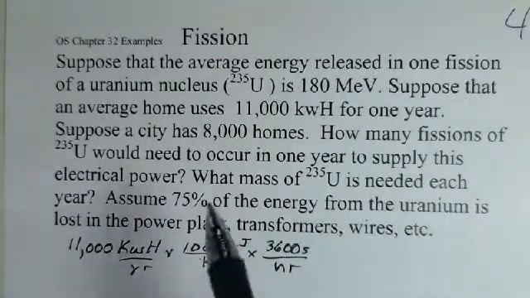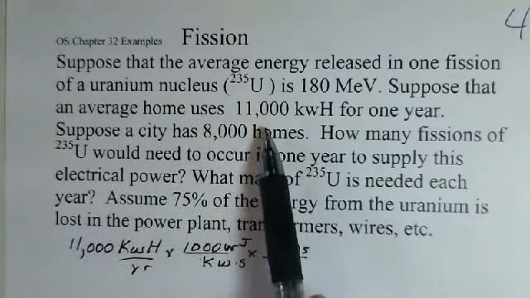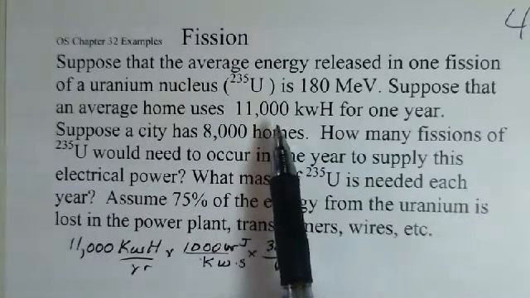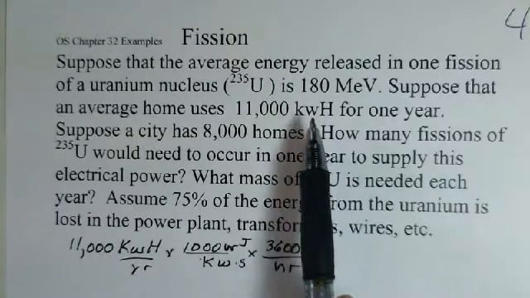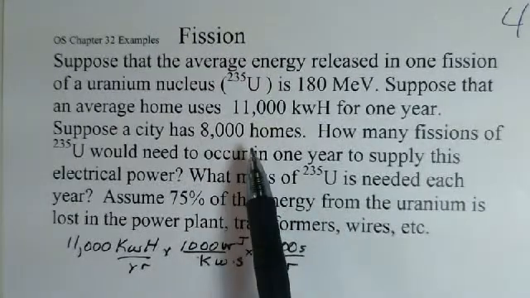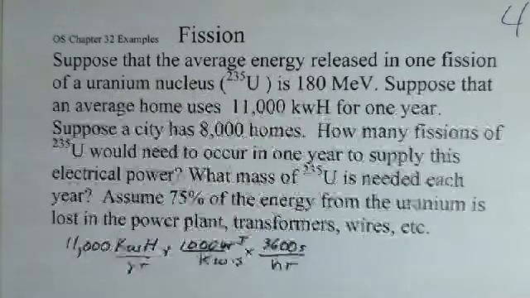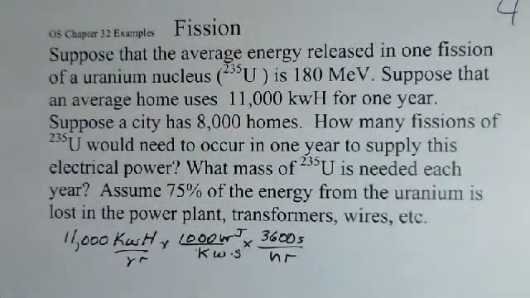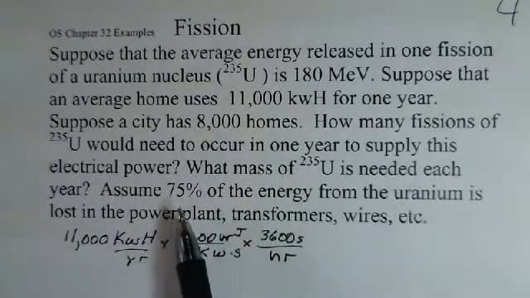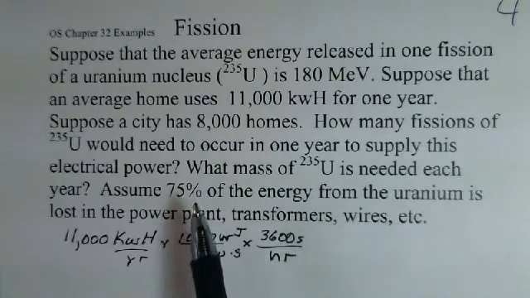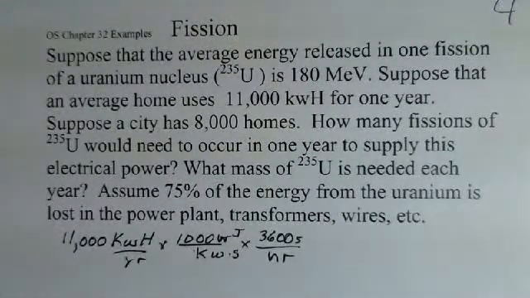180 MeVs. We're going to say that an average home uses 11,000 kilowatt hours. Kilowatt hour is a unit of energy. We're going to say a particular city has 8,000 homes, so kind of a small city, 25,000 people or such. How many fissions do we need to supply the energy? What mass of uranium-235 is needed? And along the way, we'll assume 25% overall efficiency. That may be too high, but 75% being lost. And that's just for this particular problem.